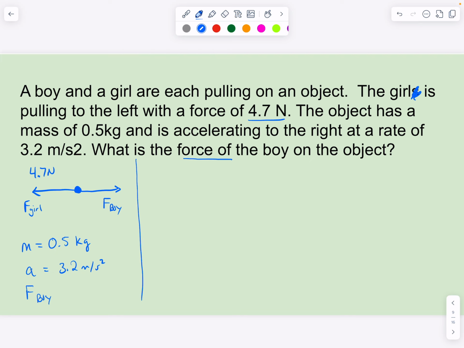To resolve a problem like this, there are a couple of steps I need to do. We're trying to find one component of this free body diagram, the force of the boy. I know what the girl's force is, but I want to find the boy's. The first step is to find the net force of the entire free body diagram. The net force is equal to the mass of the object times acceleration. So our net force in this case is equal to 0.5 times the acceleration of 3.2.